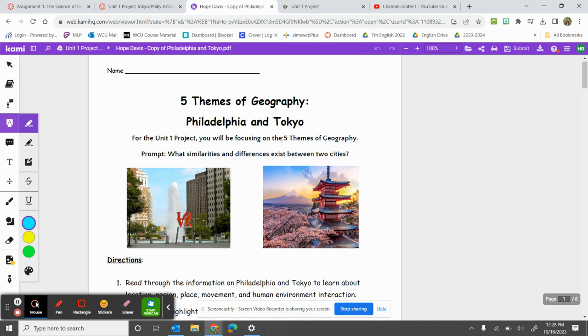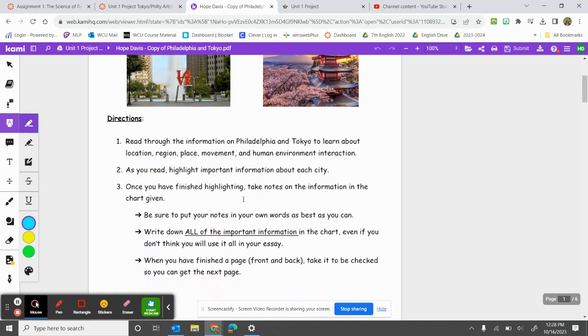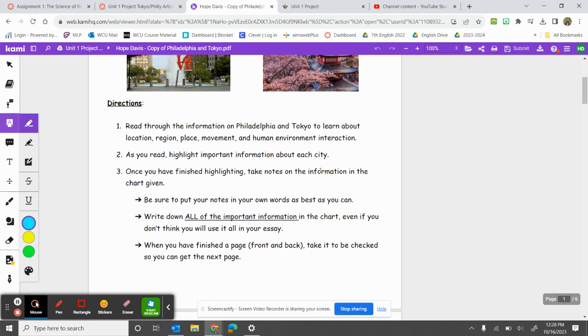Like I mentioned in the last video, we're going to be writing a compare and contrast essay on the 5 themes of geography. So before we can do that, we need to figure out how these two cities, Philadelphia and Tokyo, are similar and how they're different in relation to the 5 themes of geography. For your directions, you're going to read through the next couple of pages to learn about location, region, place, movement, and human environment interaction within the two cities.